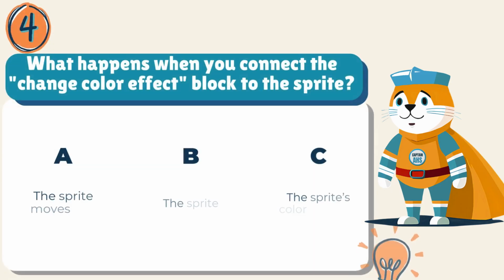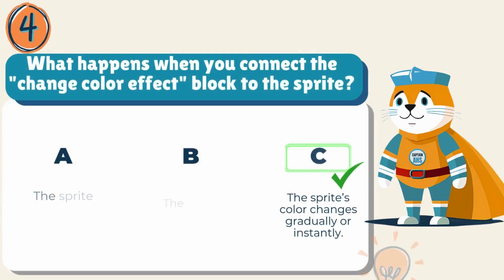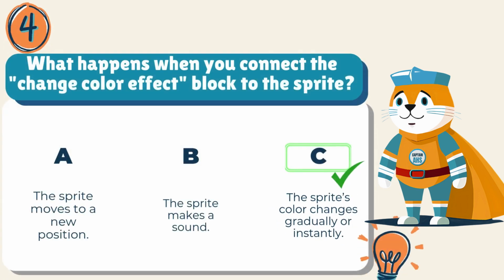What happens when you connect the Change Color Effect block to the sprite? Option A, the sprite moves to a new position. Option B, the sprite's color changes gradually or instantly. Option C, the sprite makes a sound. Option B, the sprite's color changes gradually or instantly.